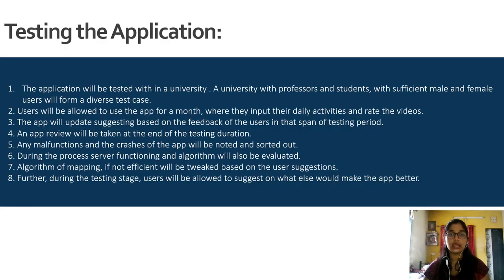Testing of this application. The application will be tested by a university. A university with professors and students, with sufficient male and female users, will form a diverse test case. Users will be allowed to use the app for a month, where they input their daily activities and rate the videos. The app will update its suggestions based on the feedback of the user during the testing period. An app review will be taken at the end of the testing duration, and malfunctions and crashes of the app will be noted and sorted out. During the process, server functioning and the algorithm will be evaluated. Further, during the testing stage, users will be allowed to suggest what else would make the app better.